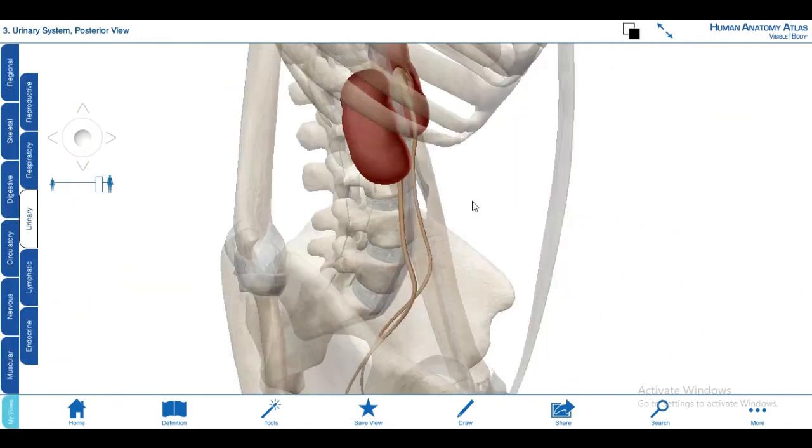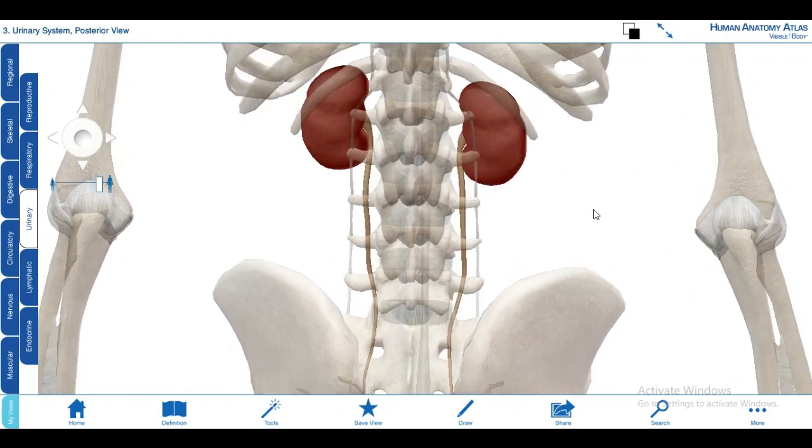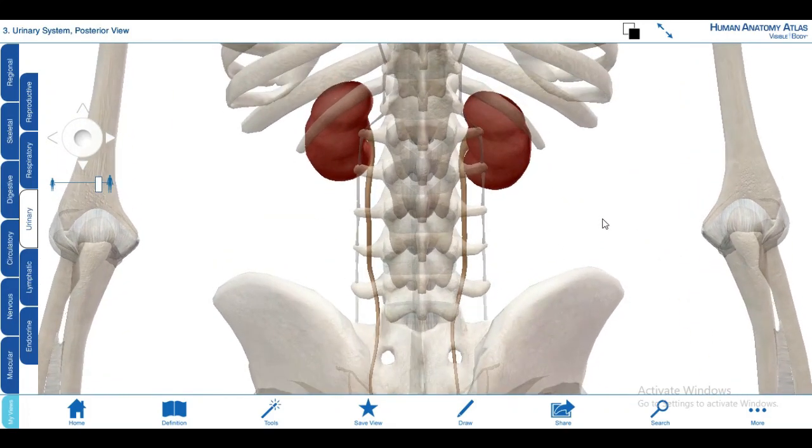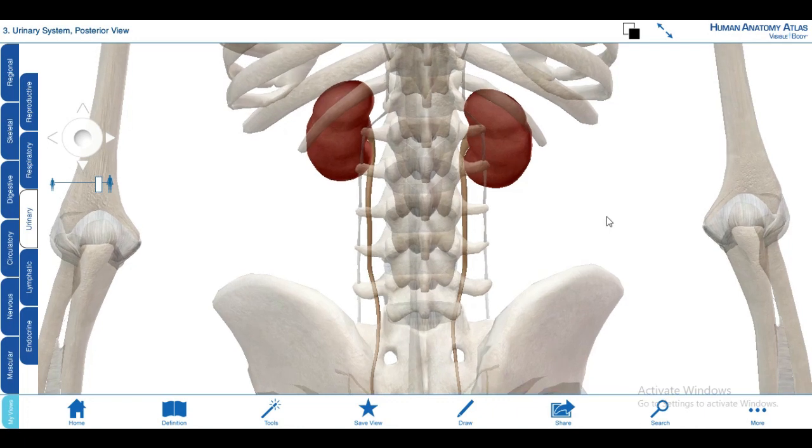Now we will see the posterior relationship of both kidneys, and the posterior relationships of both kidneys are the same other than a little difference. Here we can see that this is the 12th rib, and here there are two ribs, one is the 12th rib, another is the 11th rib. So this is the left-sided kidney and this one is the right-sided kidney, and here is the difference. On the right side, the upper part of the kidney is related to only one rib, that is the 12th rib.